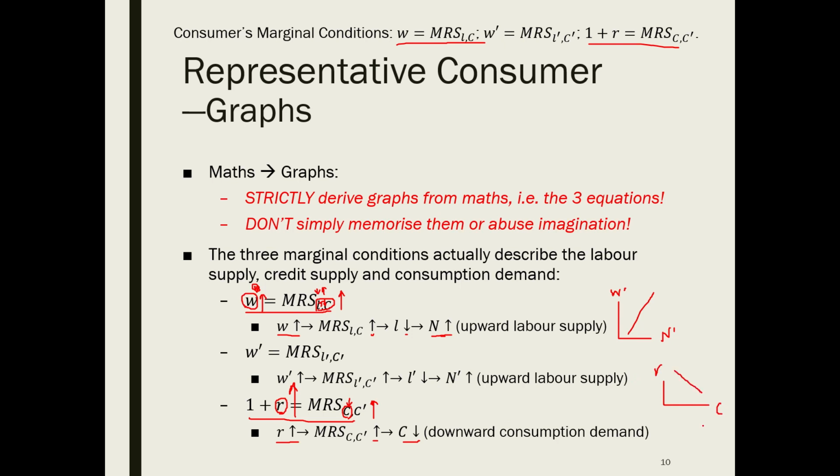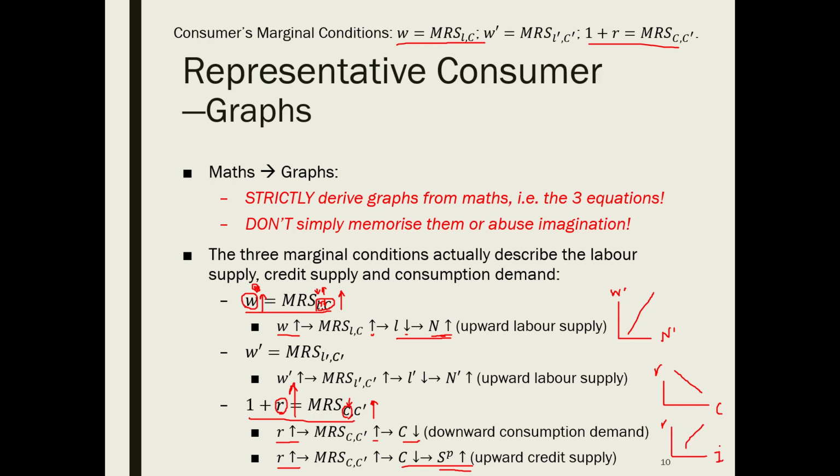consumption demand curve. If we look at the budget constraint, a lower consumption implies a higher saving, just like a lower leisure implies a higher labor. To summarize, a higher interest rate is associated with a higher saving, which corresponds to an upward sloping credit supply. Let's now see the graphs.